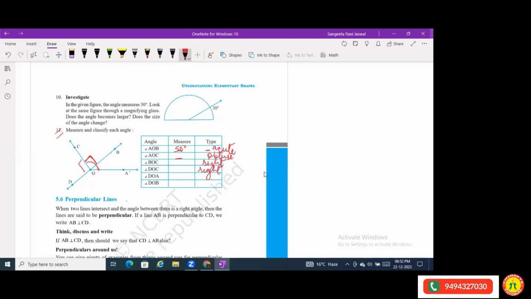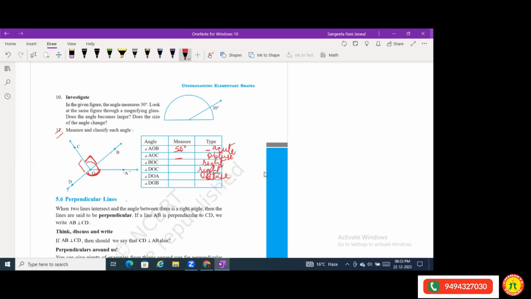Now tell me what this angle DOA is, Charvik. Angle DOA. Ma'am, reflex angle. Is it greater than 180? No, it's obtuse. Yes, it's obtuse only. Ma'am, actually it's downside, so it looked like reflex. No, but you have to see the angle D, O, and A. That's it. Okay.